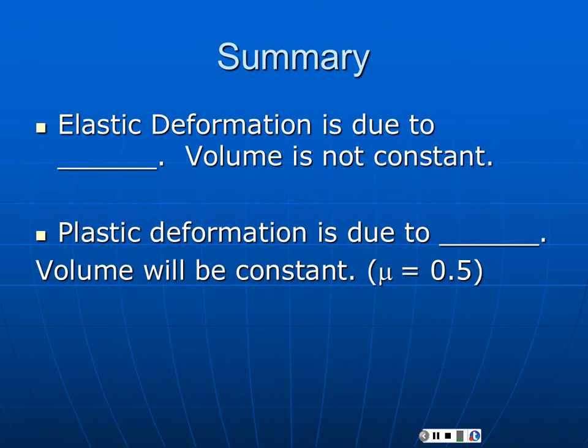Now, summarizing, elastic deformation is due to bond stretching, and because we're just stretching bonds, volume is not constant. Poisson's ratio is not usually 0.5. Plastic deformation, however, is due to slipping of dislocations, and so the volume will be constant. Now, I use mu here because if you're looking at a manufacturing book, for some reason they like to use mu rather than nu for Poisson's ratio. But mu or nu, whatever it is, Poisson's ratio for plastic deformation is 0.5 because if you shuffle dislocations around, you haven't changed any of the bond lengths. And so the total volume of the material doesn't change in plastic deformation.